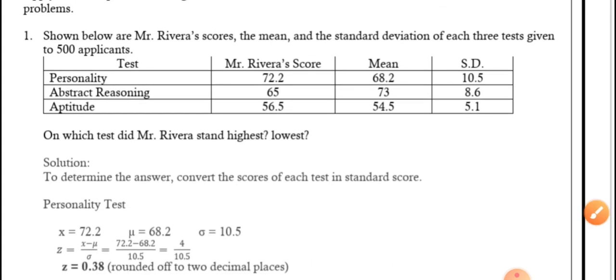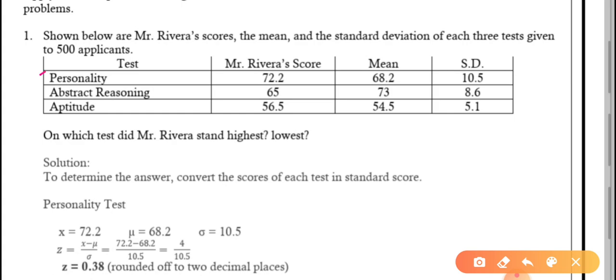Sabing ganon, si Mr. Rivera daw sa personality test ay nakakuha siya ng 72.2. Ang mean daw natin, or pag sinabing mean, yung kabuuan average ng buong klase ay 68.2. Pag pinagsama-sama yung scores nila at dinivide kung ilan sila, 68.2. Ang standard deviation ay 10.5. Sa abstract reasoning naman, 65 nakuha niya, ang mean ay 73. Kung mapapansin nyo, mas mababa sa mean, pero ang standard deviation ay 8.6. Ang aptitude test naman niya, 56.5. Ang mean niya ay 54.5. Ang SD niya is 5.1.